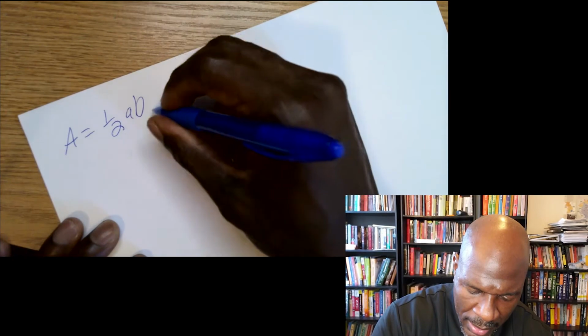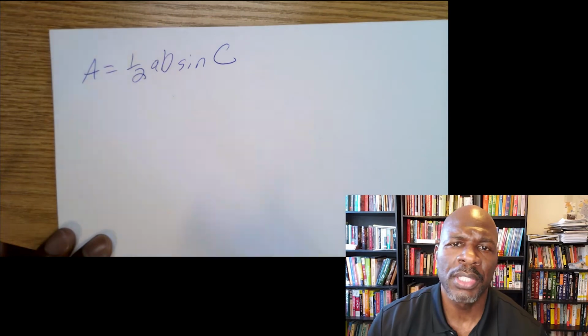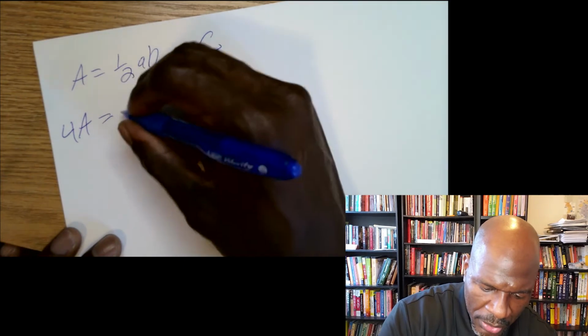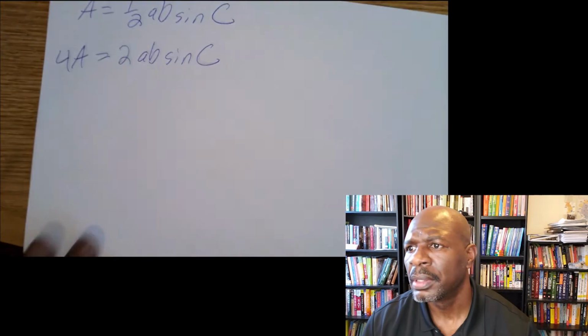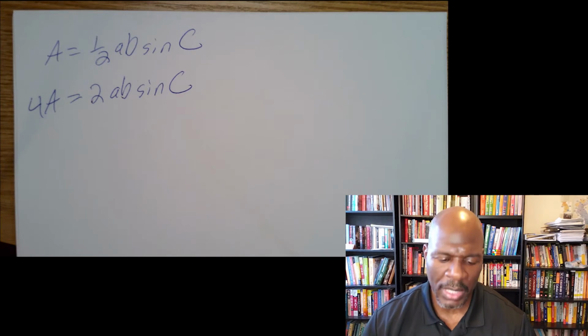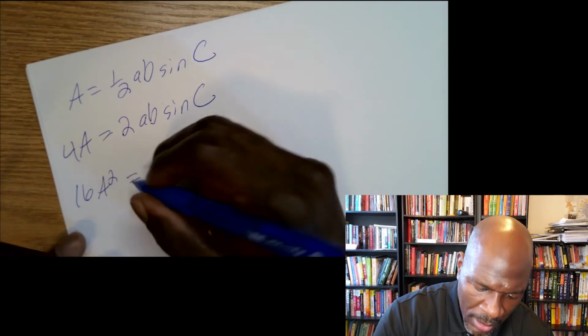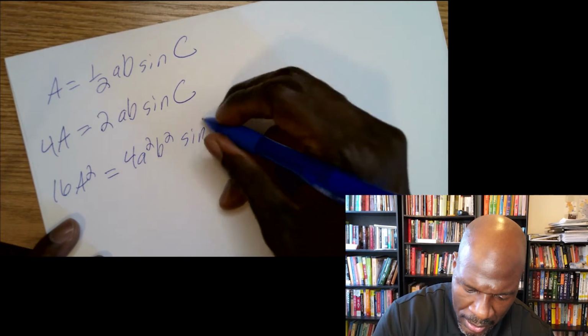All right, so let me rewrite that formula. The formula was A equals 1/2 AB sine C. I would like to multiply both sides by 4. So 4A would be 2AB sine C. We're just doing a little algebra here. Next, I would like to square both sides, please. So 16A squared would be 4A squared B squared sine squared C.